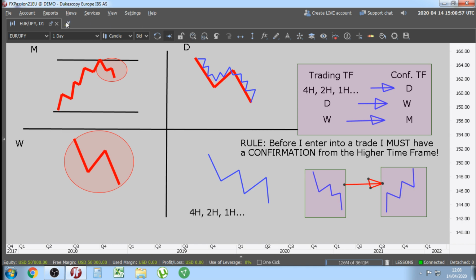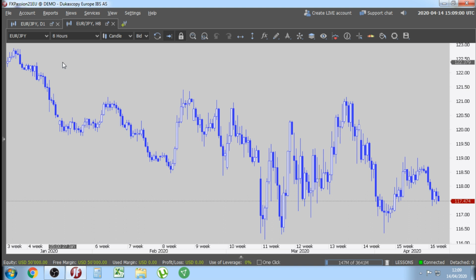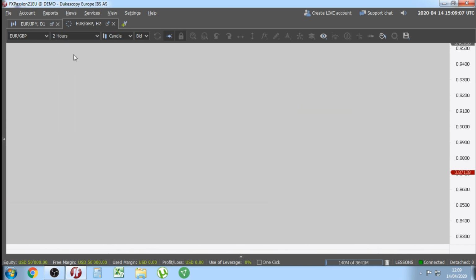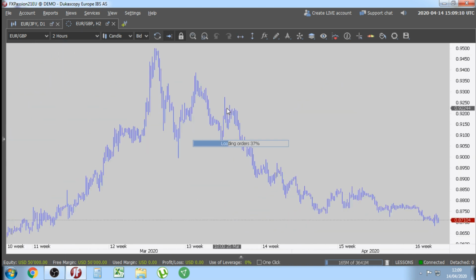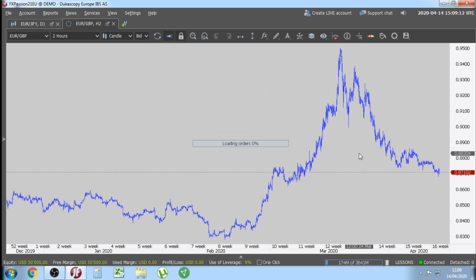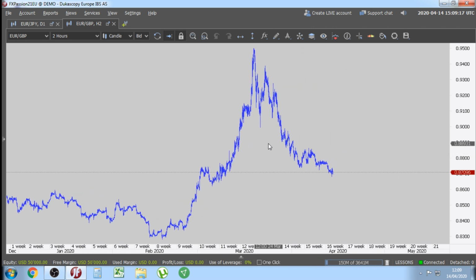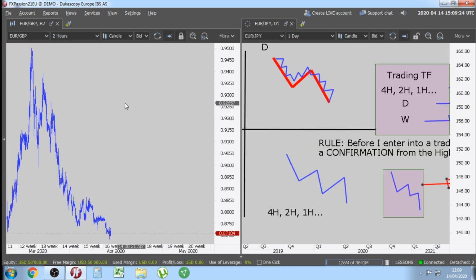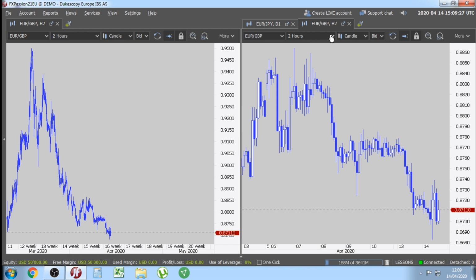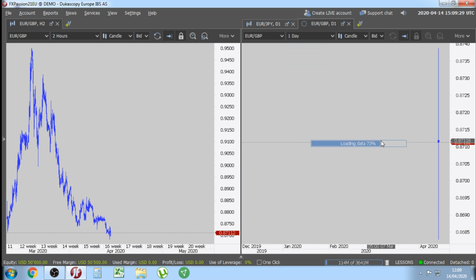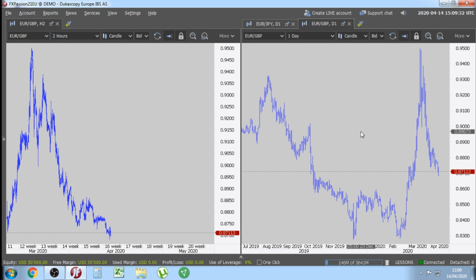In the meantime, let's open, what was the first one? Euro GBP 2-hour chart. Okay. What is the 2-hour chart doing, everybody? This is the 2-hour chart. This is where Romer entered short. What is the Euro GBP 2-hour chart doing? And what is the Euro GBP daily chart doing?